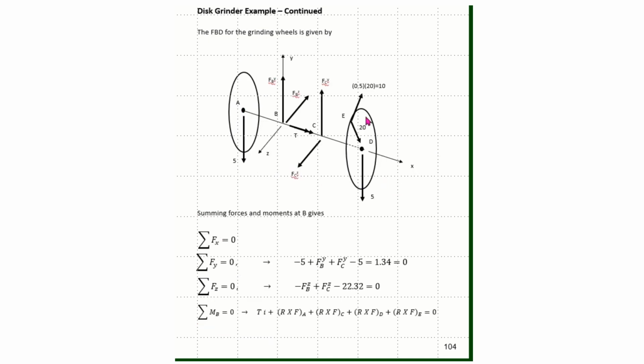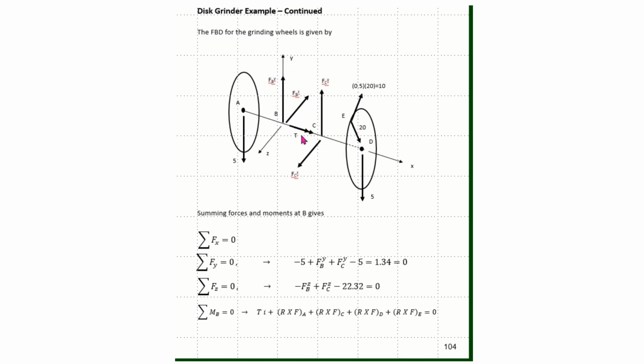Now I can come and draw a free body diagram of my entire system. I can see that I have 5 pounds pulling down here at point A due to the weight of the disc, 5 pounds pulling down here at point D, and then here I've drawn the 20 radial load and the frictional force in these directions. I could have also drawn those in the X and Y directions, or actually the Y and Z directions that we just computed.